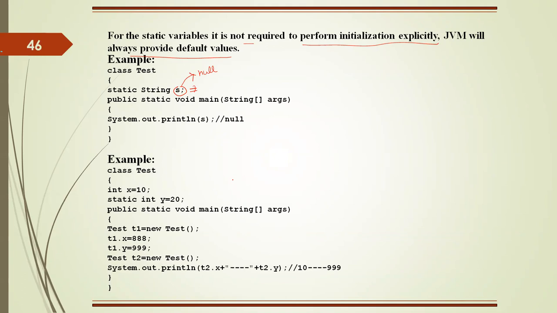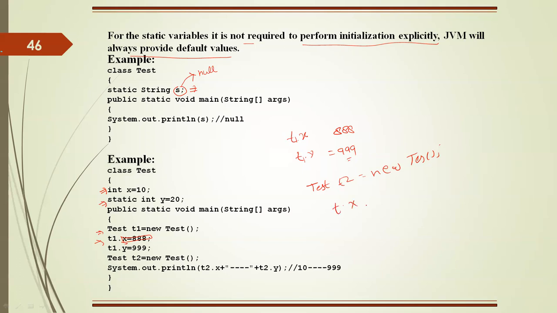Now here, second example. Here we have both variables. Int x is the instance variable, and here y is the static variable. For the instance variable, t1.x equals 88, right? And t1.y equals 99, right? And create one more object, t2. T2 equals new Test.